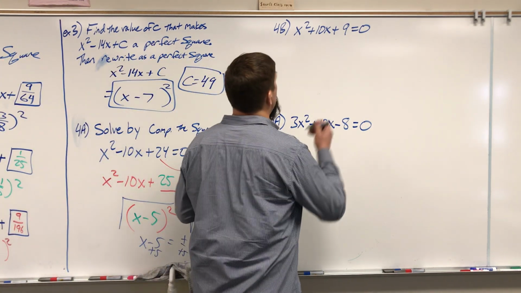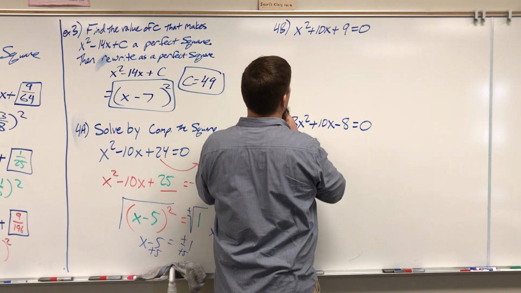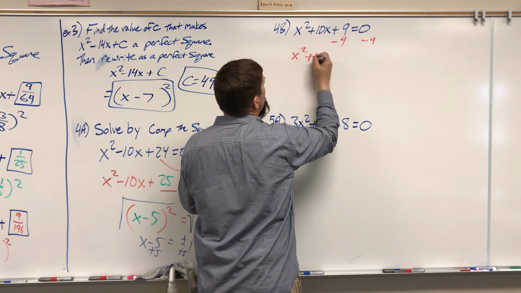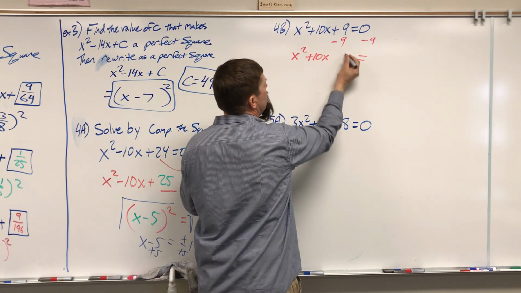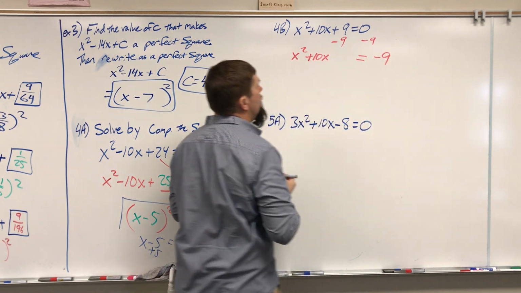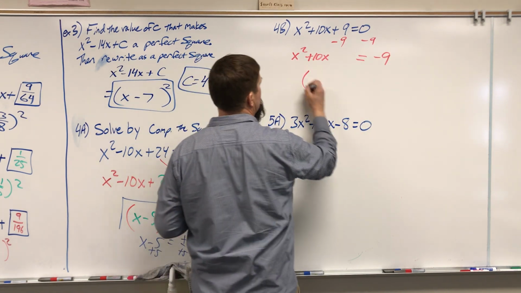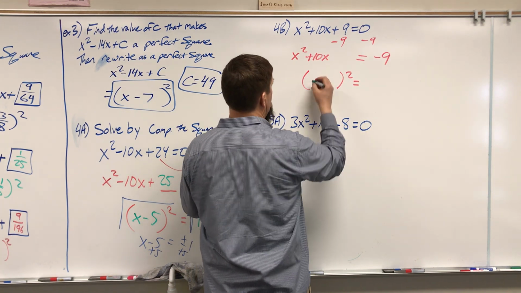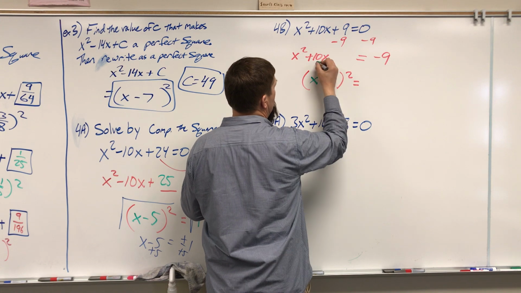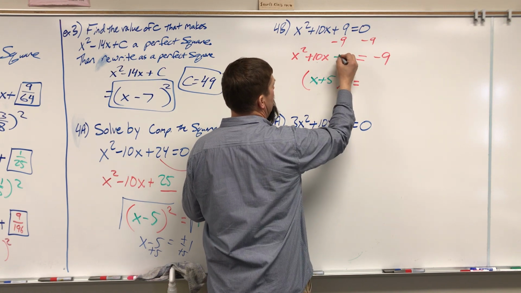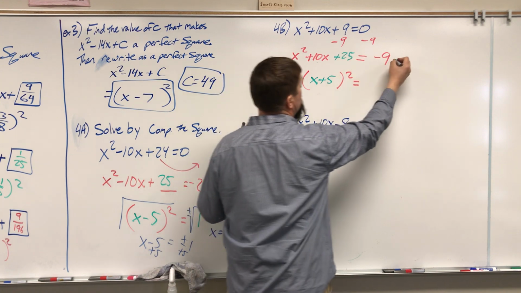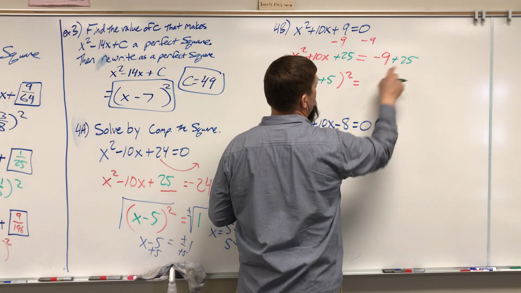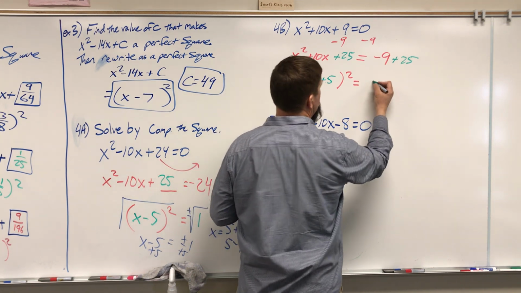So let's go over here. We're going to subtract 9 from both sides. We get x squared plus 10x, and again, I like to leave a space here, equals negative 9. I'm going to make this side into a perfect square. By doing that, I know this is going to be x plus 5 because of half of 10. So I need to add 25 to both sides. Negative 9 plus 25 is 16.